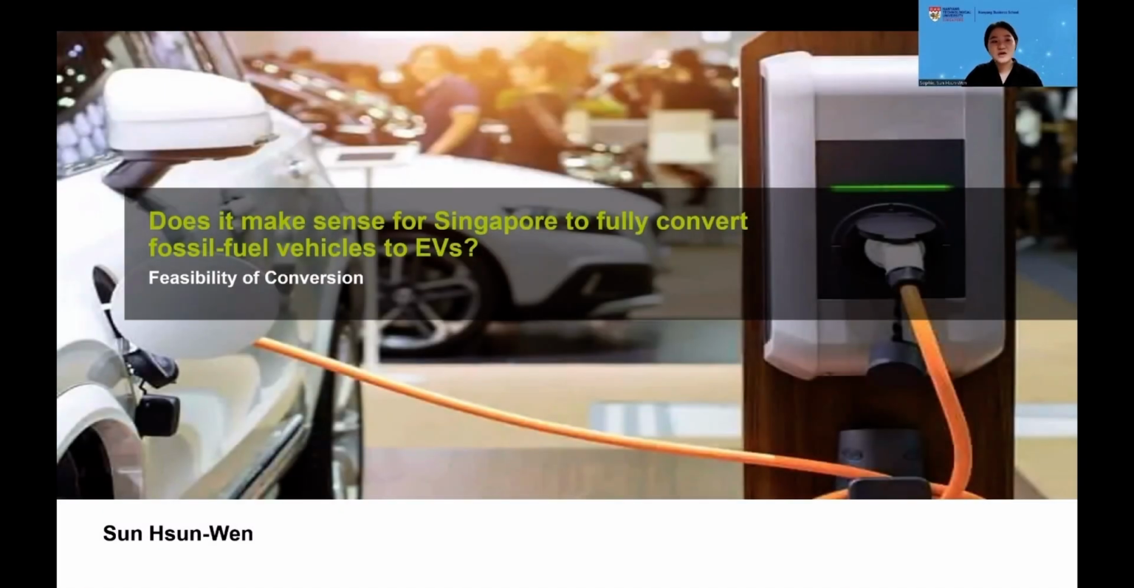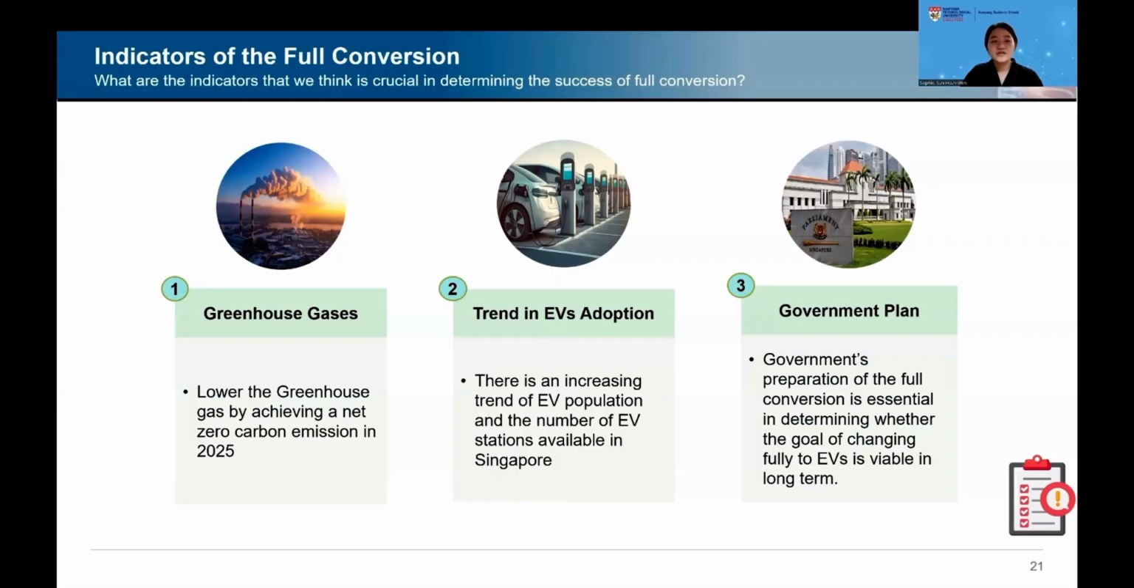Now I will be discussing question 12, which is about the feasibility of the full conversion in Singapore. So before diving into the assessment of full conversion, we can look at the 3 indicators we have identified to measure the success of full conversion. Firstly, are the greenhouse gases lower and is it able to meet the net zero carbon emission by 2050?